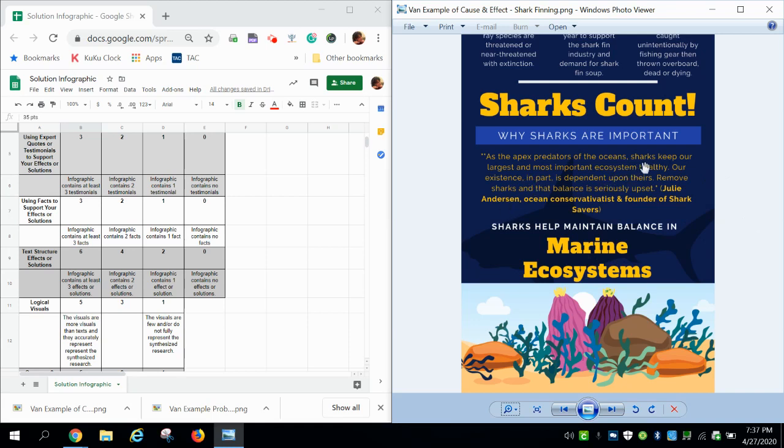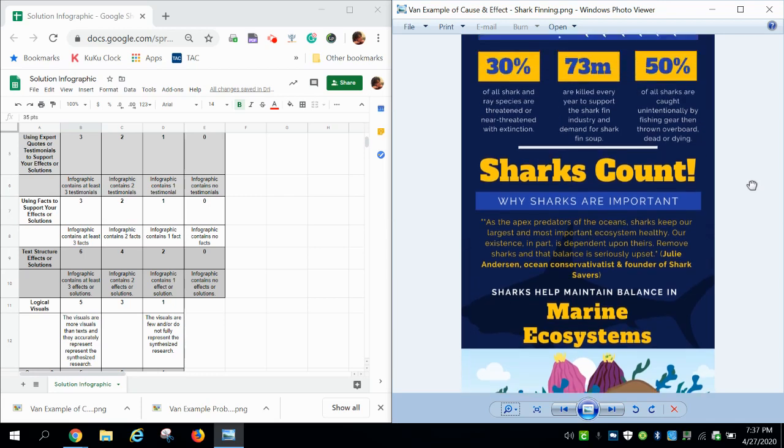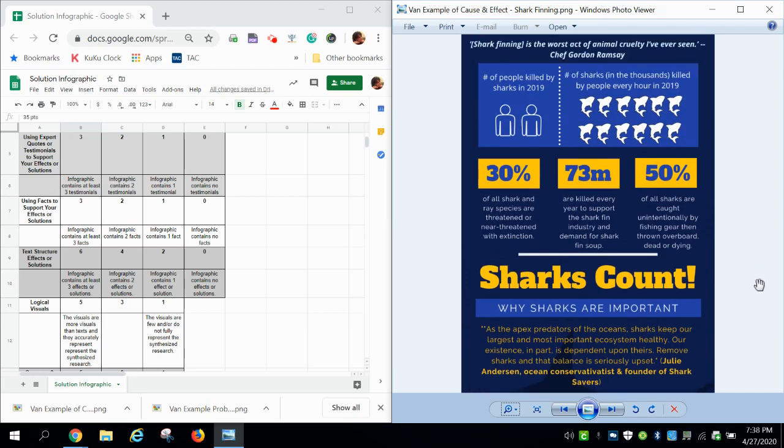Here's another fact explaining more in depth as to why ecosystems are so significantly important to the world. And here's another piece of evidence here in your infographic. That's also a statistic, that's also a fact, gives an explanation as to, gives another effect regarding the cause of sharks being eliminated from the oceans.